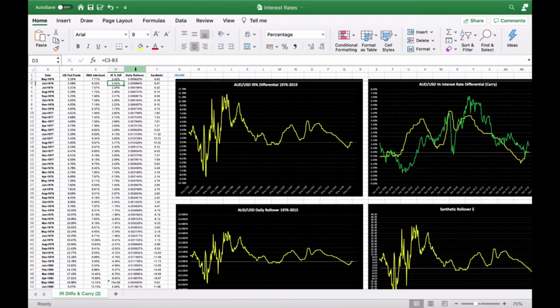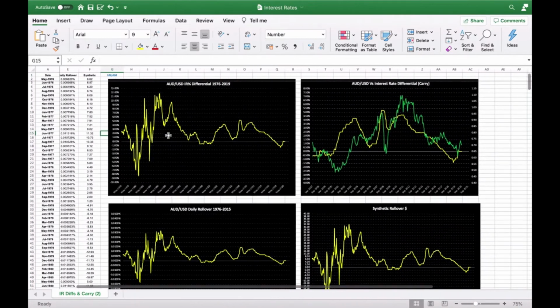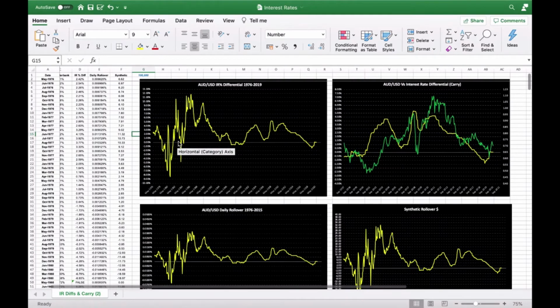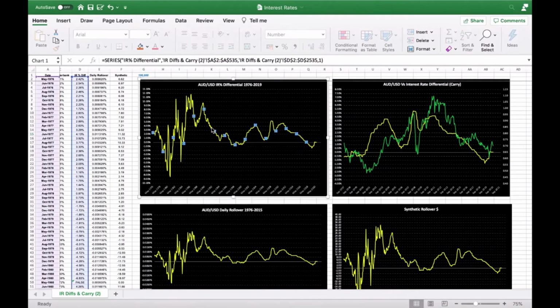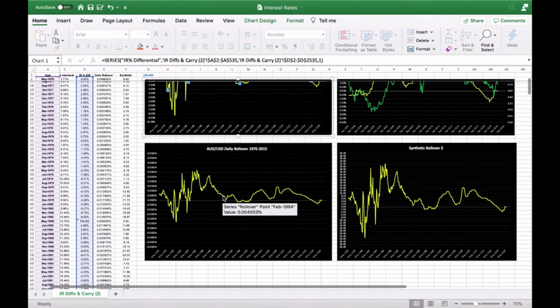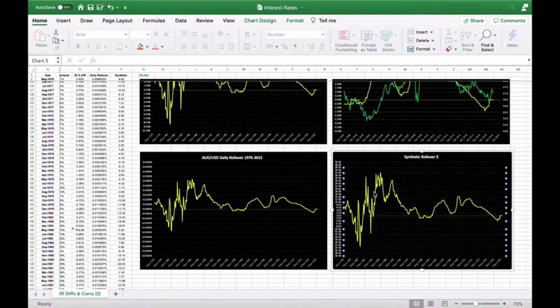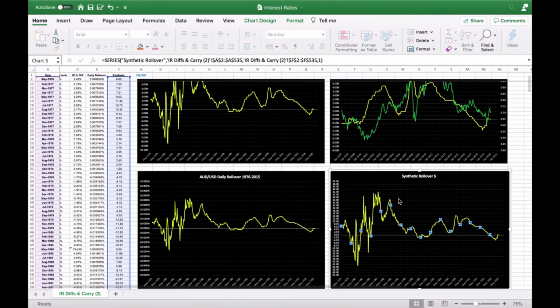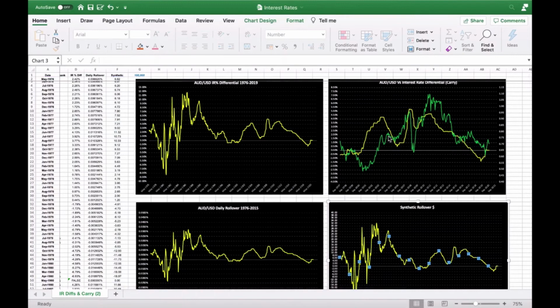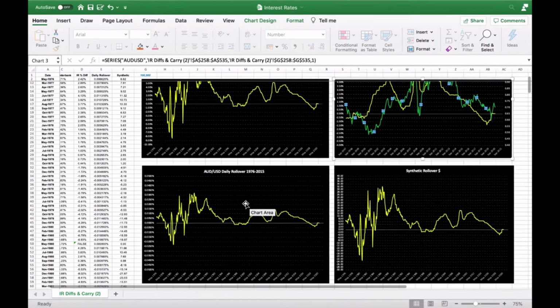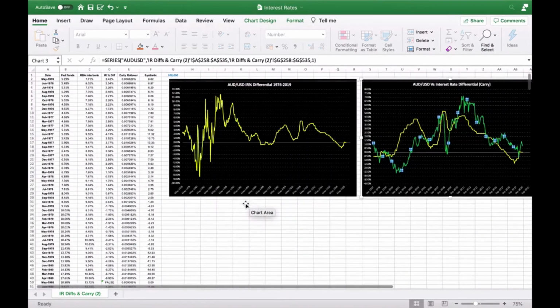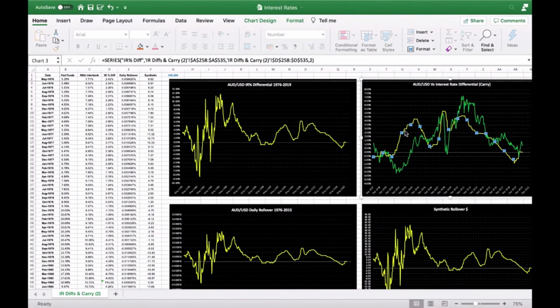And then we have basically the amount of money you're paying into your account or paying out of your account on a day-to-day basis if we took a one lot position in the markets. And what you can clearly see is, here we have the difference in interest rates, and then here we have the amount we are paying into our account or out of our account. And then what I've done is I've shown you this against the Aussie dollar, US dollar exchange rate. You can see the difference between the two.